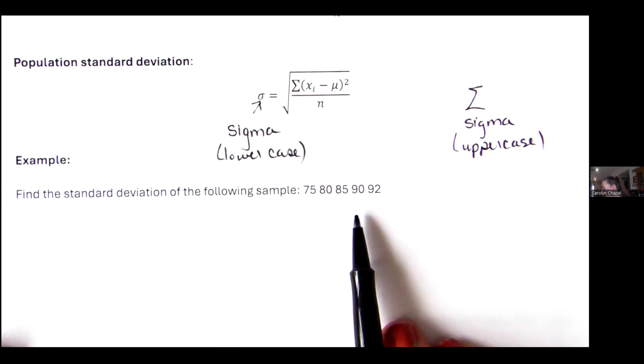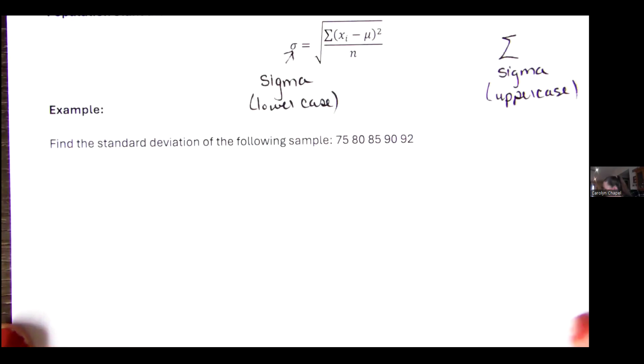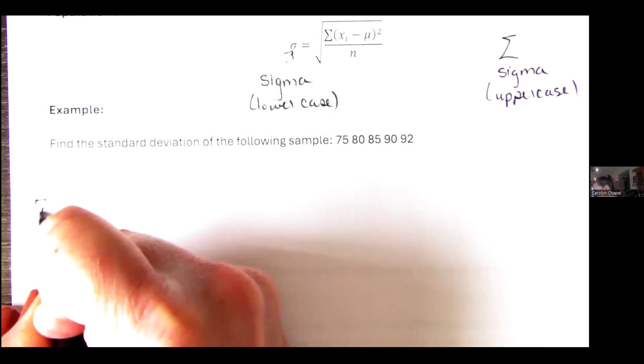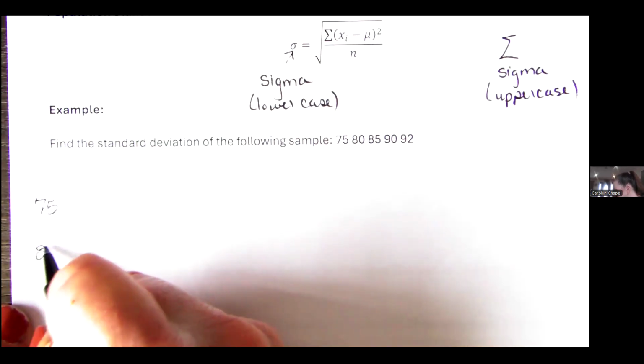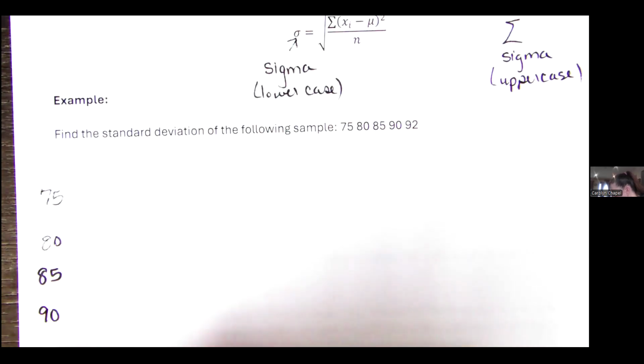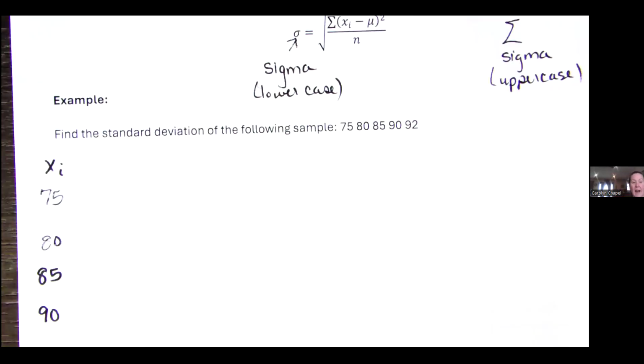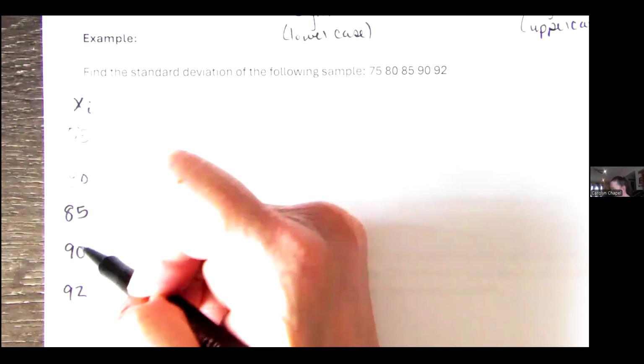So what I do first of all is go vertically when I write my data. Here's my data, my 75, my 80, my 85, my 90, and my 92. These are my X's, the little x sub i. So each of those is a data value.